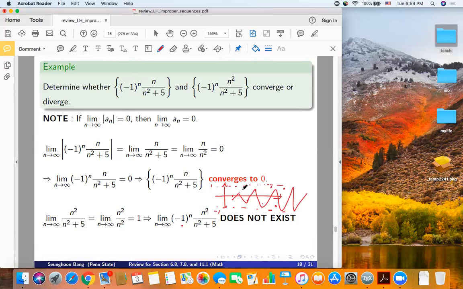So what happens in the even part? The even part, A2, A4, A6, A8, approaches 1. You can choose the odd part: A1, A3, A5, A7, A9. What happens? It approaches negative 1. It just oscillates infinitely many times. The limit does not exist. The sequence is divergent. This is the idea.